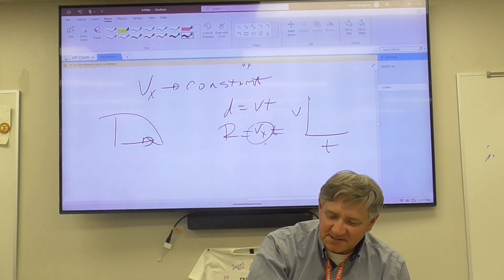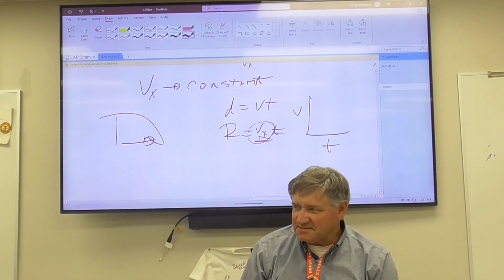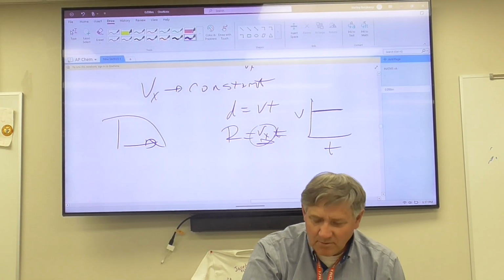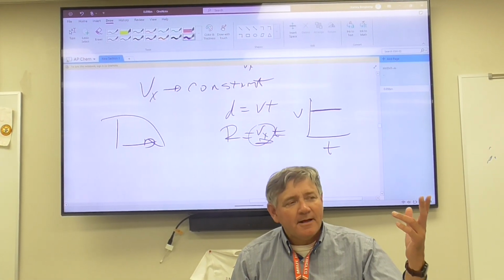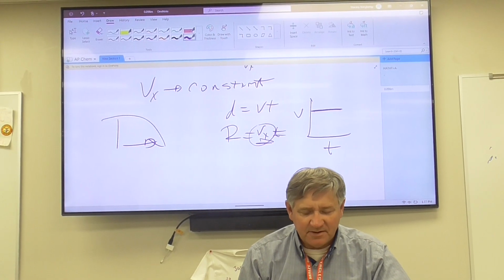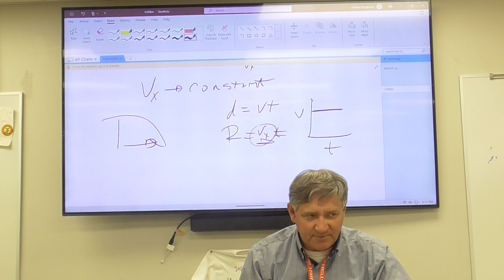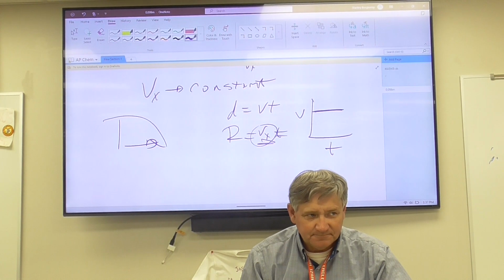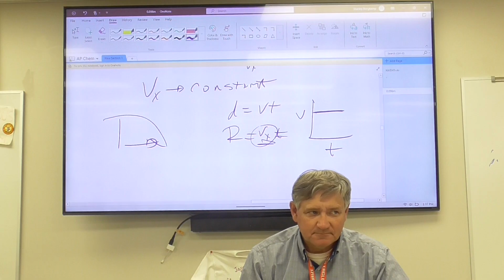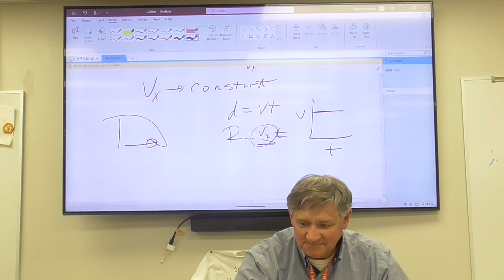Your Vx is constant. How are you going to draw a constant velocity on a velocity time graph? Yeah, it's just a horizontal line. Now, Connor S., if there's a horizontal line on a velocity time graph, what's the value of your acceleration? Zero. Okay.